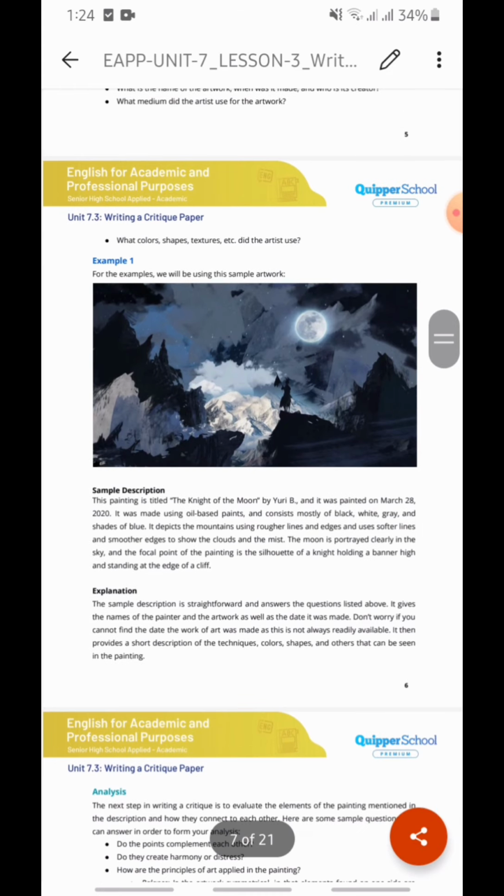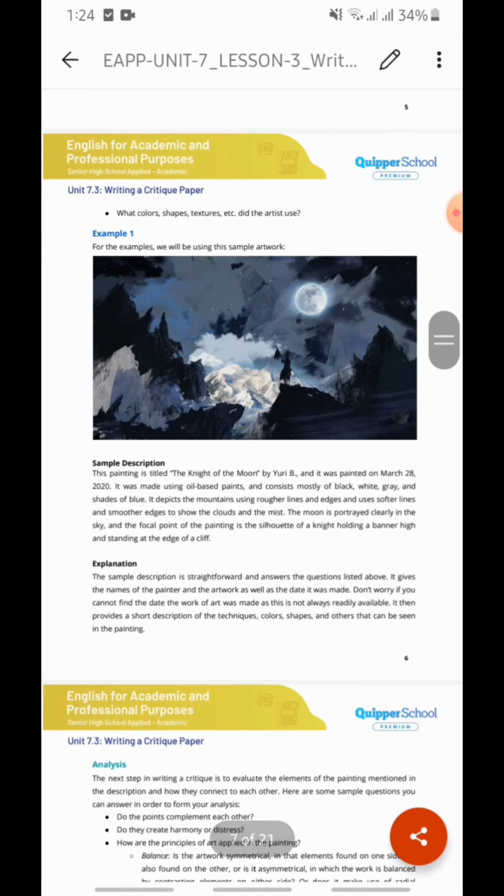For example, this painting is titled The Night of the Moon by Yori B. And it was painted on March 28, 2020. It was made using oil-based paints and consists mostly of black, white, gray, and shades of blue. It depicts the mountains using rougher lines and edges and uses softer lines and smoother edges to show the clouds and the mist. The moon is portrayed clearly in the sky, and the focal point of the painting is the silhouette of a kid holding a banner high and standing at the edge of a cliff.